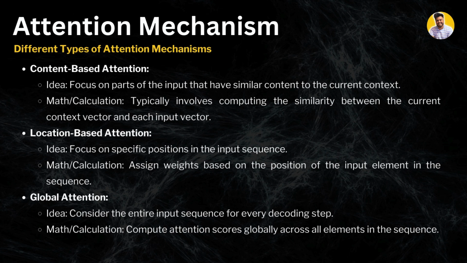The very first is content-based attention. The idea behind it is to focus on the parts of input that have similar content to the current context. It typically involves computing the similarity between the current context vector and each input vector. So in that way you can get a similarity matrix between these two inputs.